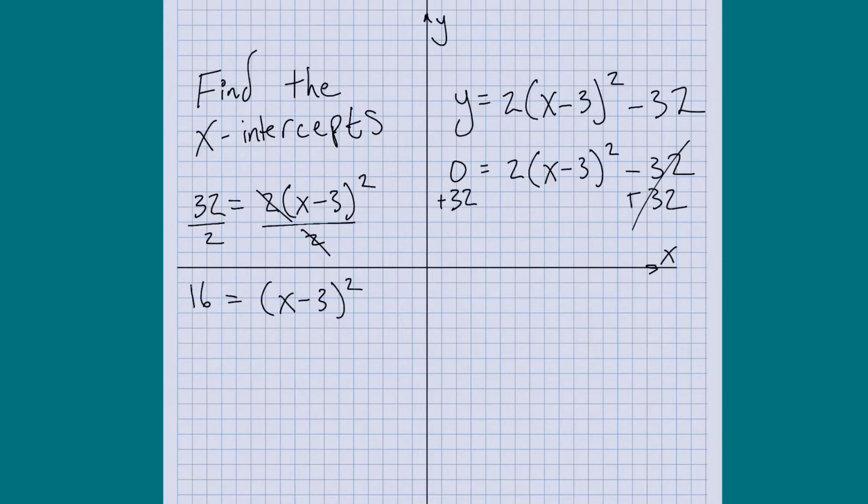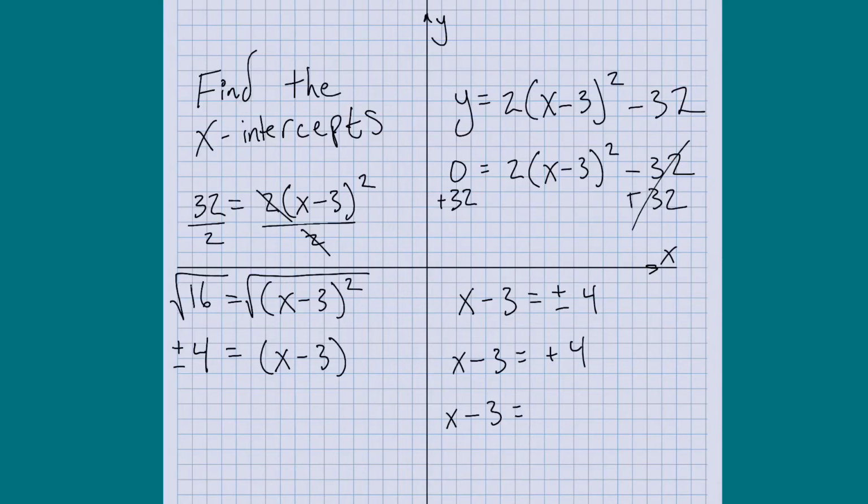At this point we want to get rid of this squared, and to do that we're going to take the square root of both sides. Notice that we just entered this square root sign. It wasn't there, I put it in as I'm solving this. Whenever you introduce a square root like this, you have to put a plus and minus. So the square root of 16 is plus or minus 4, and the square root and the squared cancel, so all we're left with is x minus 3. So x minus 3 equals plus or minus 4, which means x minus 3 equals positive 4, or x minus 3 equals negative 4.